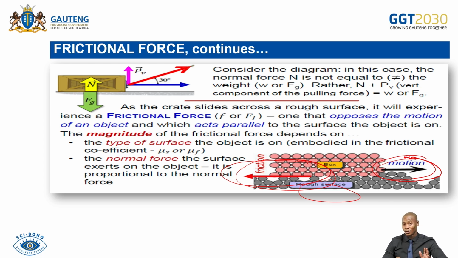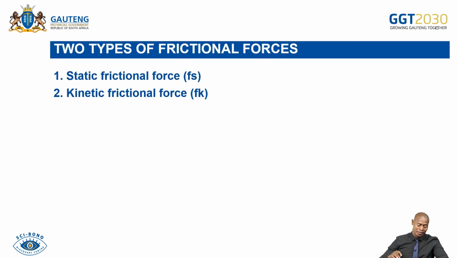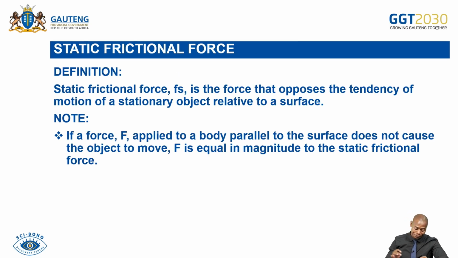The symbol is small letter f, and the SI unit is newtons. It's a force that opposes the motion of an object, and it always acts parallel to the surface. Then there are two types of frictional forces. It's the static frictional force, and the symbol for it is Fs, and then the kinetic frictional force, and the symbol for that is Fk.